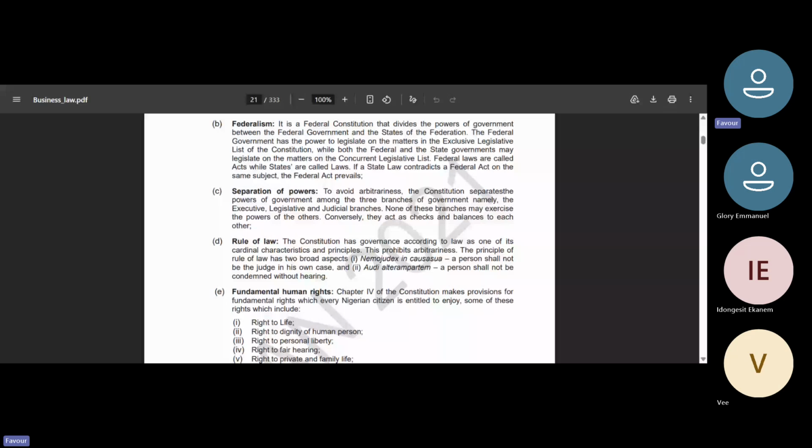And the second aspect is the audi alteram partem, which means that a person shall not be condemned without hearing, which also directly links to the right of fair hearing when you get to the fundamental human rights, the right to life, right to fair hearing. So a person shall not be condemned without a hearing.